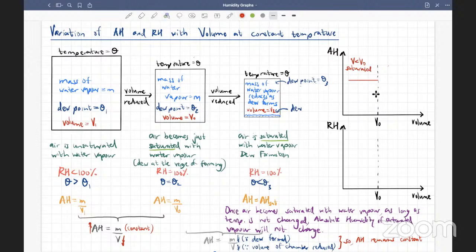And when you increase the volume further, what happens? Volume increases, and AH should reduce. So the graph will be a curve like this. Now V is greater than V naught here, so it is actually unsaturated.